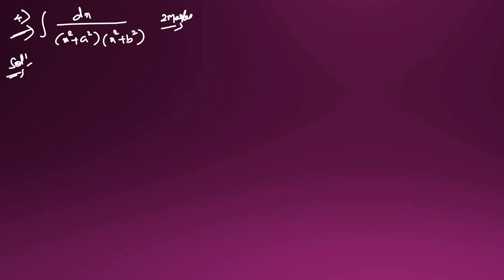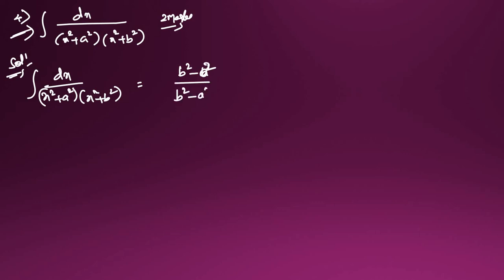Solution here: integral dx divided by x square plus a square is given, into x square plus b square only is given here. So I will do one thing here, a square and b square are there. I will multiply by b square minus a square divided by b square minus a square, so into 1 by x square plus a square minus 1 by x square plus b square will be there here.